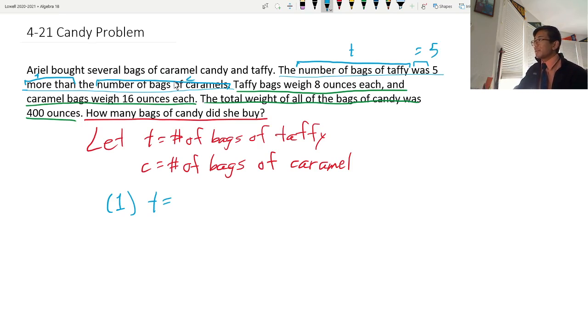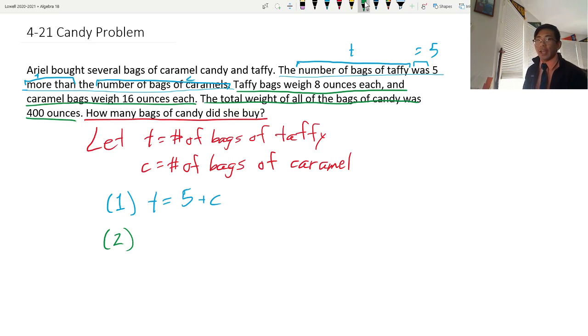The number of bags of taffy is, or was, 5 more than, so 5 plus the number of bags of caramels. Right? So again, this is a skill, translating the English into the math, that we want to be pretty good at. Because again, this is kind of the whole point of the math that we're learning. All right, the second equation is a little bit harder to get through.